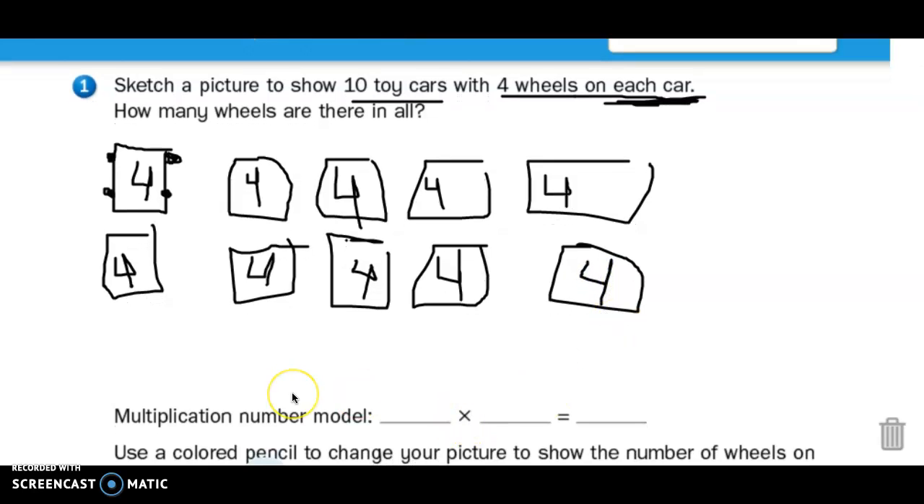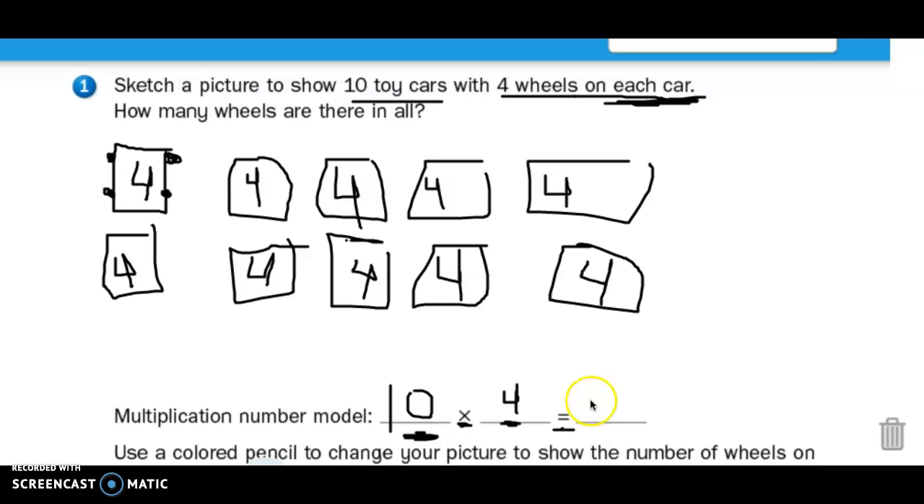Write a multiplication number model. Multiplication sign, we're timesing, we're multiplying, and then also what does it equal? Well, if I have 10 cars and there's 4 wheels on each, that means I'm counting 4 how many times? I'm counting 4 10 times. Or I'm counting 10 how many times? 4.